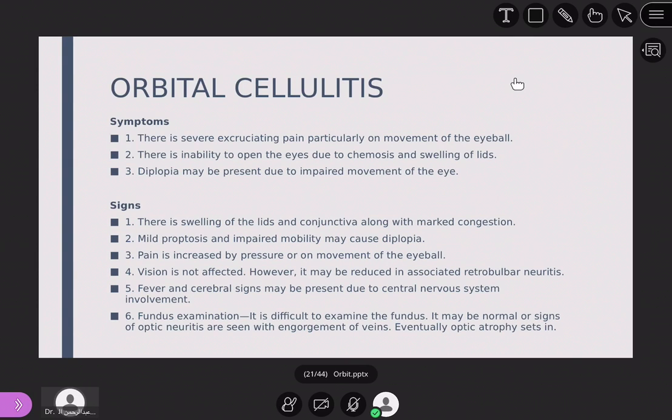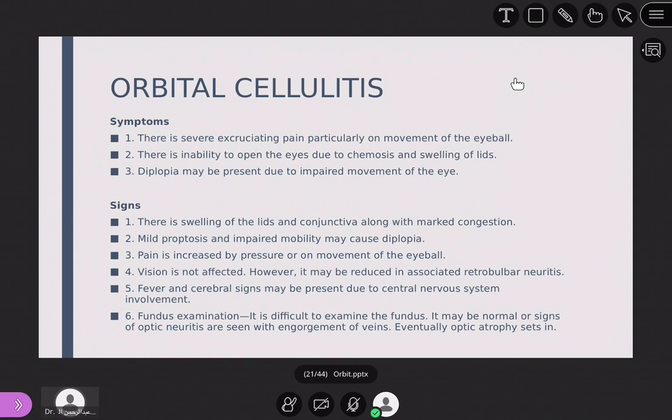Sepsis, severe excruciating pain, particularly on movement of the eyeball, because the muscles are affected or compressed as well. There is inability to open the eyes due to chemosis, swelling of the lids. Diplopia may be present due to impaired movement of the eye. So signs: just the redness with swelling is common between preseptal and orbital cellulitis.